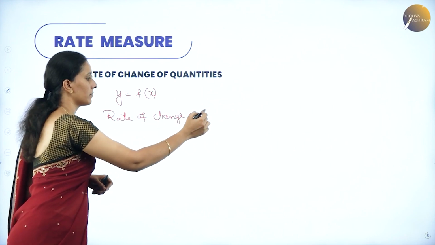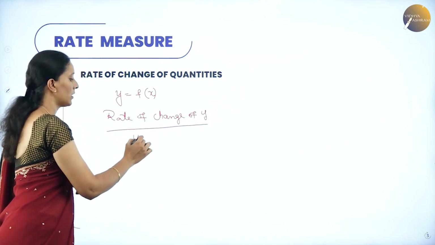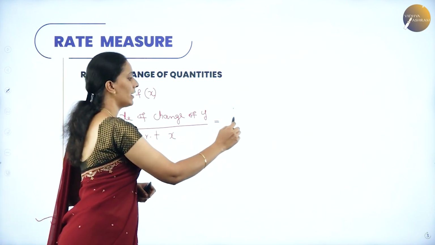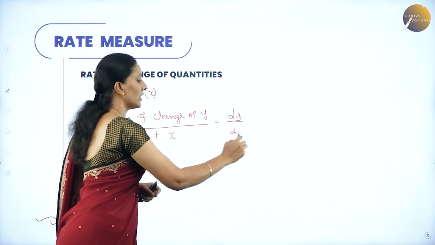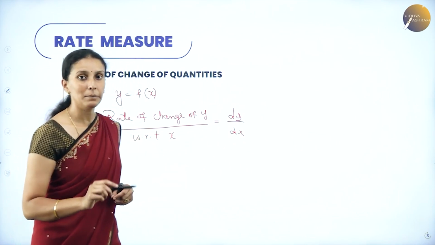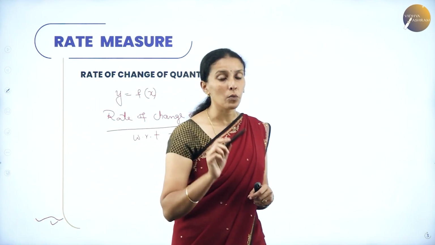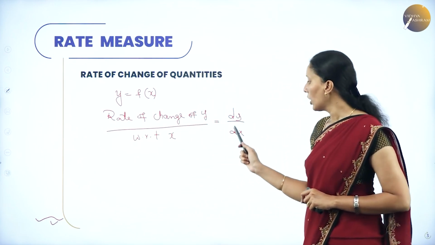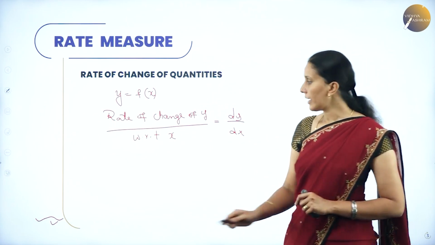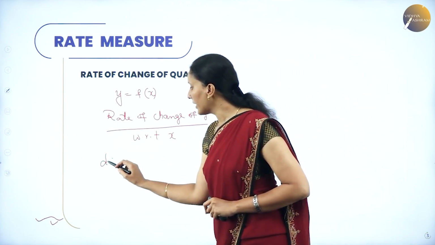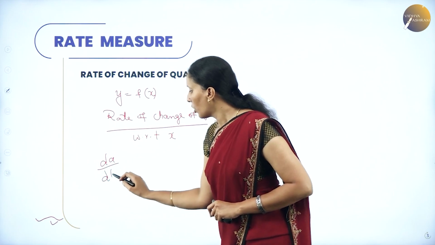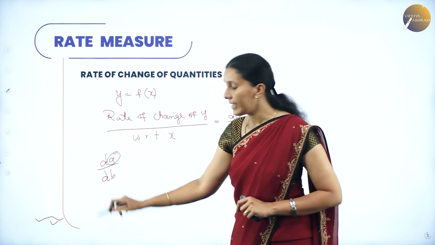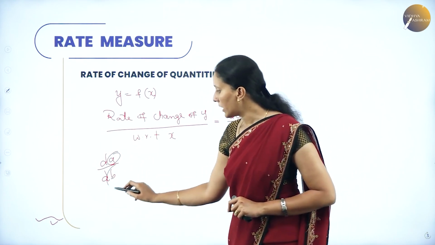y with respect to x. So this is nothing but your dy by dx. Thus dy by dx is nothing but the derivative of a function. But what does it represent? It always represents the rate of change of y with respect to x. Similarly, if I write dA by dB, what does this dA by dB represent? That is rate of change of quantity A with respect to B here.